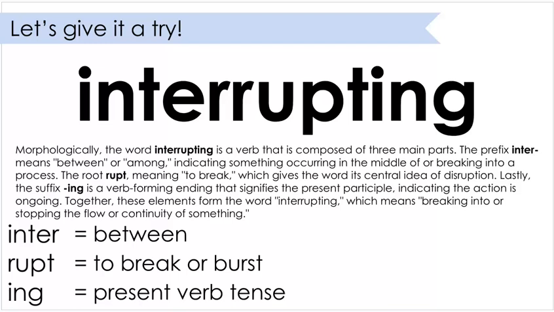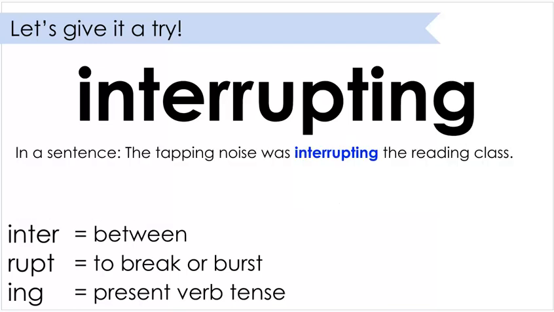Morphologically, the word interrupting is a verb that is composed of 3 main parts. The prefix inter, which means between or among, indicating something occurring in the middle of or breaking into a process. The word rupt means to break, which gives the word its central idea of disruption. Lastly, the suffix ing is a verb-forming ending that signifies the present participle, indicating the action is ongoing. It's happening right now. Together, these elements form the word interrupting, which means breaking into or stopping the flow or continuity of something. In a sentence, we might say, the tapping noise was interrupting the reading class.